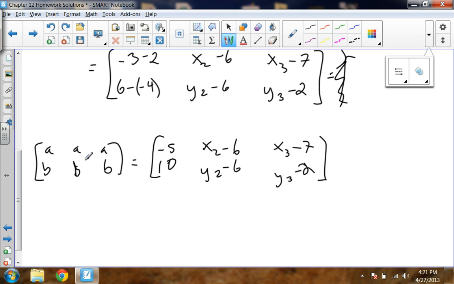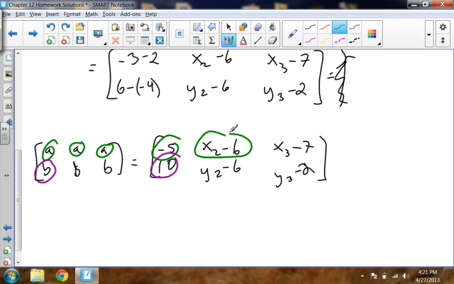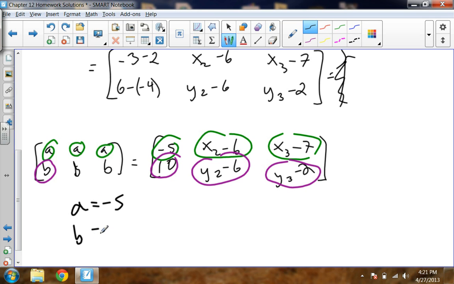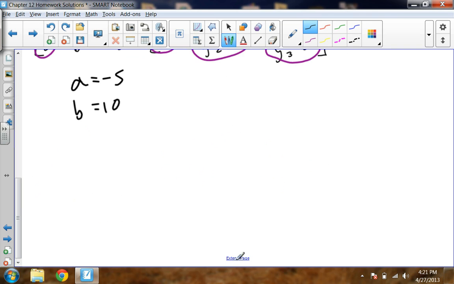So what we've come to figure out, remember all of these entries tie in together. Let me color code these. This A ties into this negative 5. This B ties into this 10. Now all of these A's tie into the same thing. So this A ties into here, this A ties into here, and the B's tie into here and here. So although we didn't solve for x2, y2, x3, y3, we have solved for these. We found out that A equals negative 5. And we also found out that B equals 10. So I could now rewrite this translation matrix as all sets of negative 5s and 10s, as in negative 5, negative 5, negative 5, 10, 10, 10.